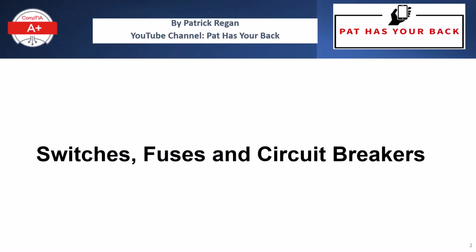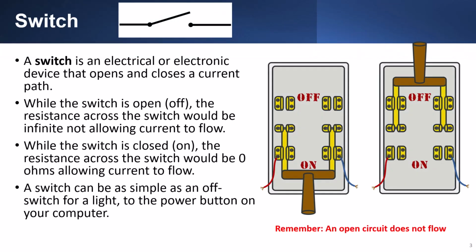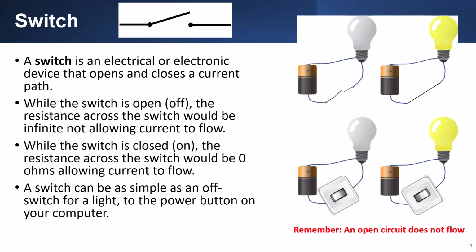To protect us from power and give us some control, we can use switches, fuses, and circuit breakers. A switch is an electrical or electronic device that opens and closes a current path. While the switch is open or off, the resistance across the switch will be infinite, not allowing current to flow. While the switch is closed or on, the circuit is complete. The resistance across the switch would be 0 ohms, allowing current to flow.